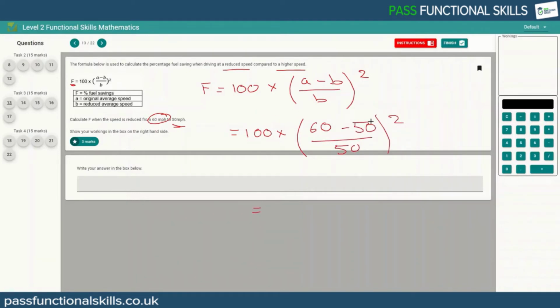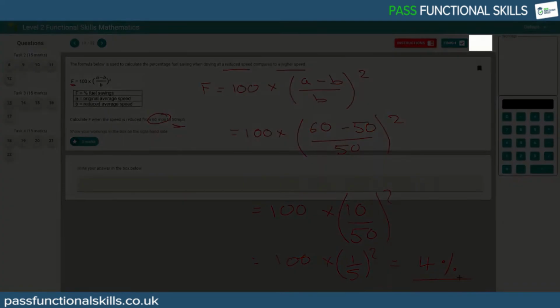Putting this term into the equation, we can rewrite it more simply first, so that'll be 10 over 50, all squared, equals 100 times 1 over 5 squared. You can put either this straight into the calculator, or you can simplify it first down to this. Either will come out with the correct answer. So calculating this value on the calculator, it will come out as 4% fuel saving when driving at 50 miles per hour compared to 60 miles per hour.